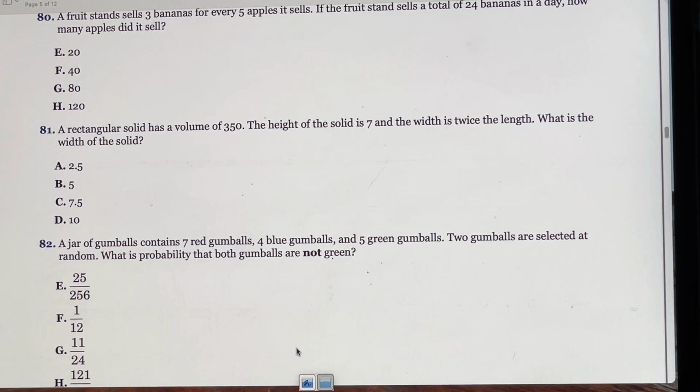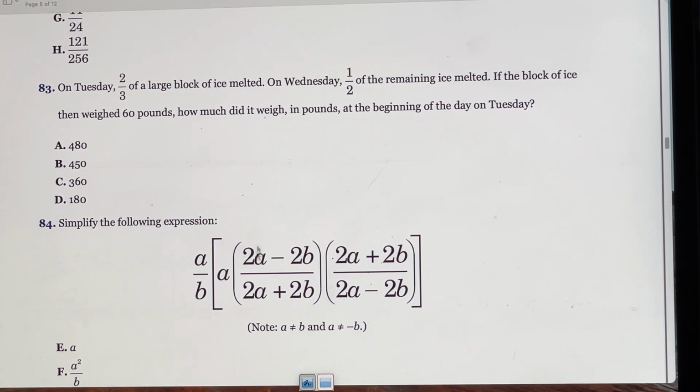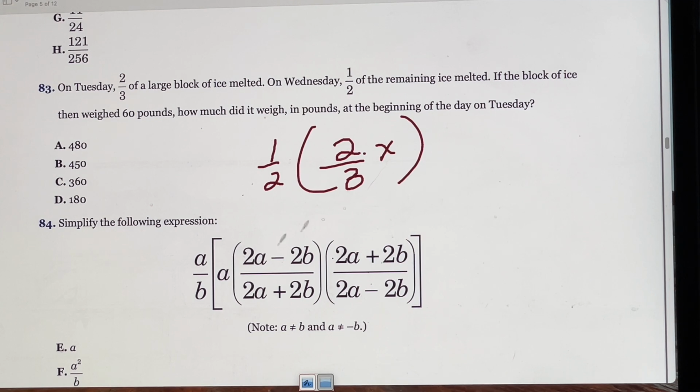That's 81. Next one was 83. So on Tuesday, 2/3 of this ice called X melted, and then on Wednesday, half of the remaining ice melted. So on Wednesday, half of this melted. Okay. If the block of ice weighed 60 pounds, how much did it weigh in pounds at the beginning? At the beginning of the day on Tuesday.